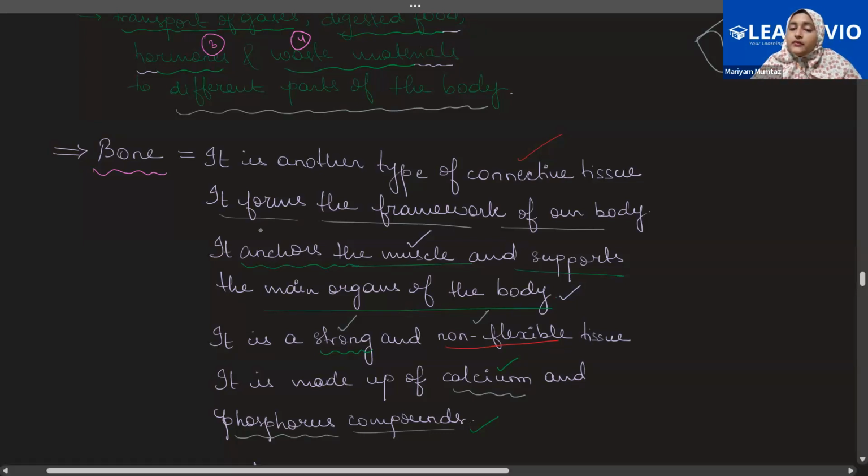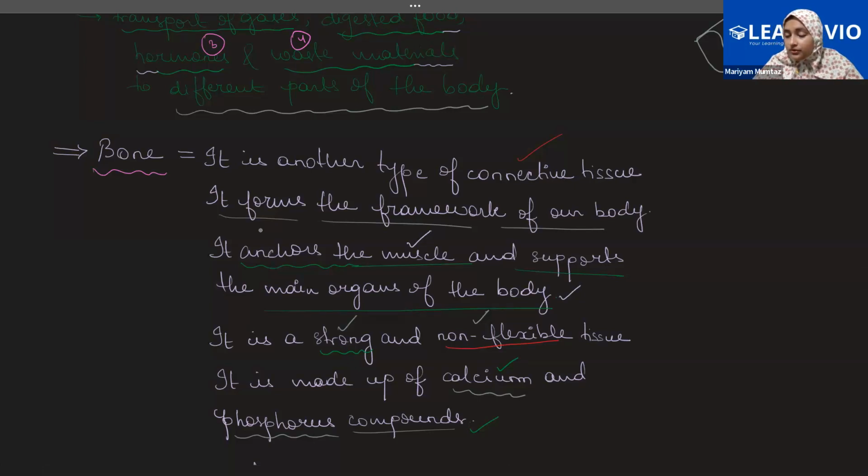Now, what happens after that? It supports the main organs of our body. Now we know that our organs are protected and supported by the bones, right? The rib cage is protecting the lungs, it is also protecting the heart, and then there are so many bones protecting and supporting different organs of our body.